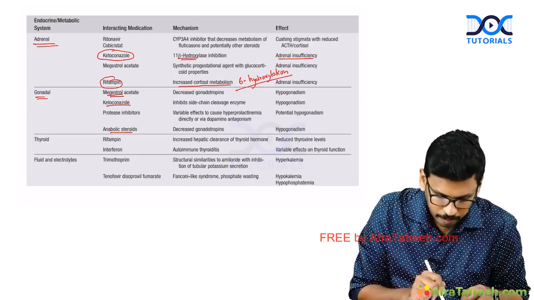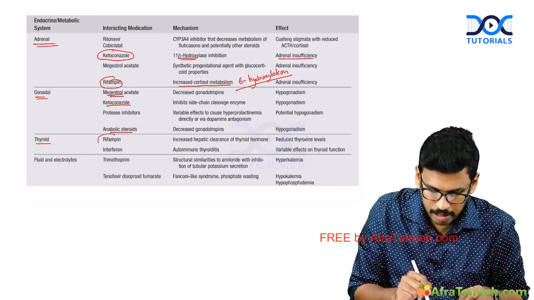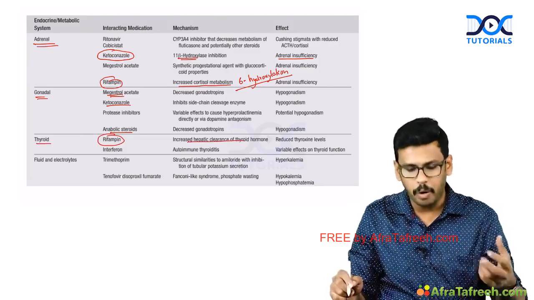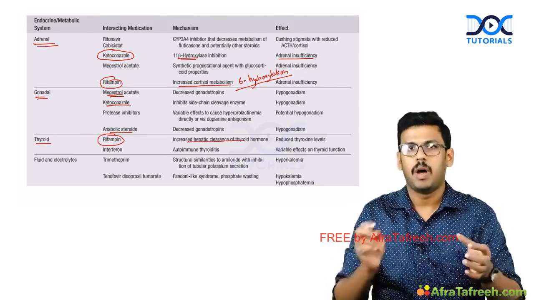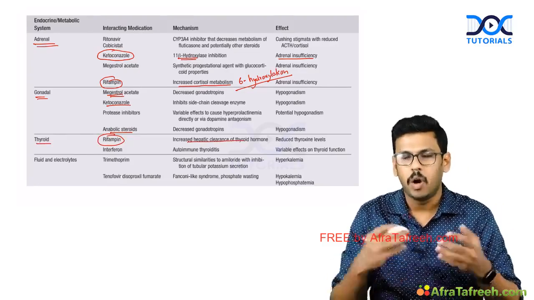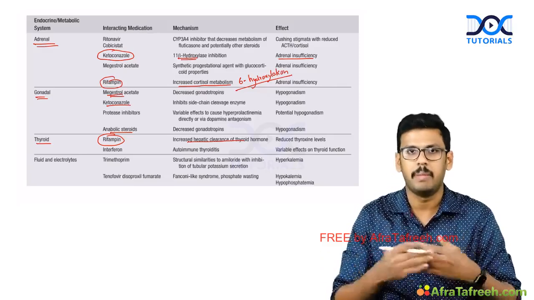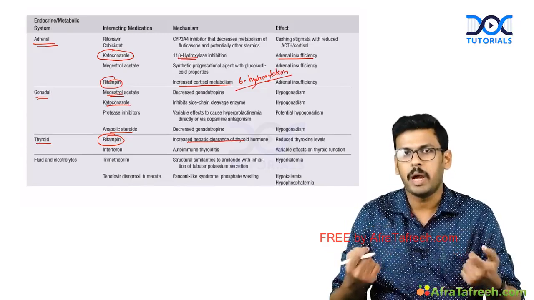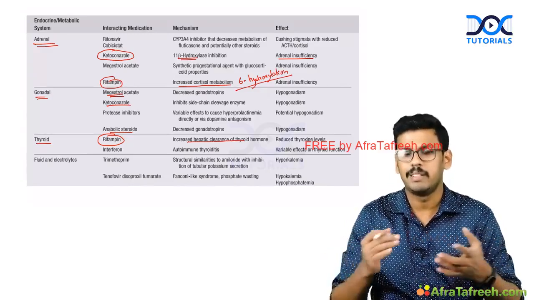And in thyroid, the main question would be regarding rifampicin, where it increases the hepatic clearance. The importance is that suppose a patient having adrenal insufficiency or hypothyroidism is taking rifampicin, you would have to increase the supplementation doses, because then only you can make sure that the adequate circulating levels are there.